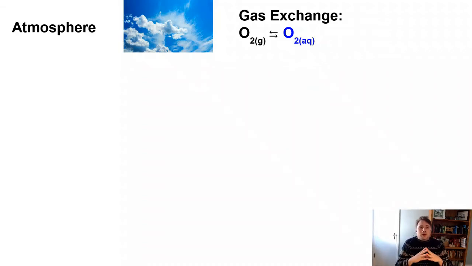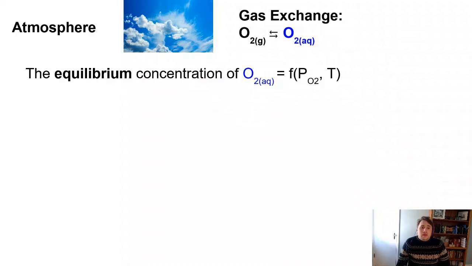So the first reaction that we're going to consider is the gas exchange reaction. The exchange of gaseous oxygen in the atmosphere dissolving into water and vice versa. And this is an equilibrium reaction. It can go both ways. And the equilibrium concentration of oxygen, as we said before, is a function both of the partial pressure of oxygen in the atmosphere and the temperature of the water.